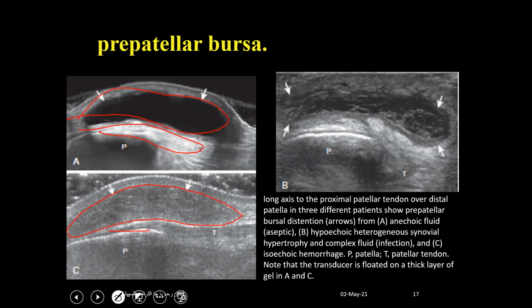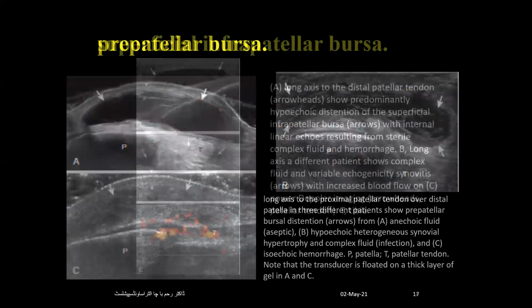So care must be taken not to miss any bursa containing echogenic fluid. So the bursa can also have this type of fluid as well. So this will be a complex bursa. Or you can see this is patella and this is the prepatellar bursa containing complex fluid. Most probably that will be infectious.